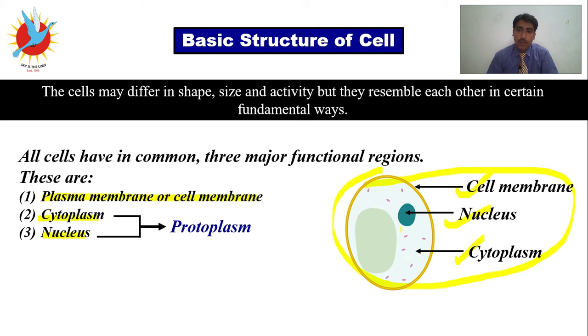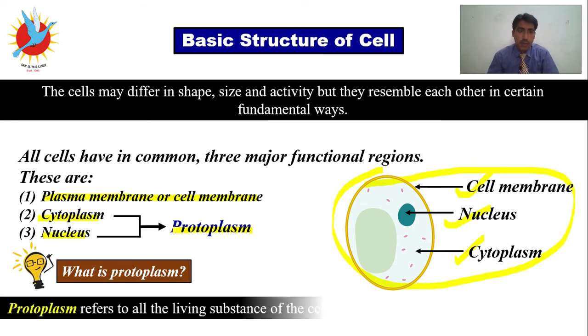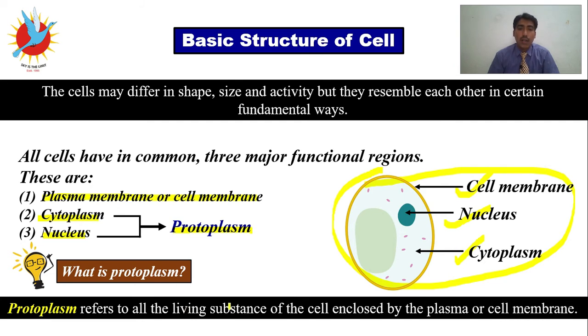And cytoplasm. Cytoplasm is a liquid present inside the cell. Okay. So this is called the cytoplasm. But here is a term, protoplasm. What do we mean by protoplasm? Protoplasm refers to all the living substance of the cell enclosed by the plasma membrane or cell membrane. That is why cytoplasm with nucleus, or nucleus with cytoplasm, all together is known as protoplasm, which remains enclosed within the plasma membrane. So protoplasm is the living content of a cell.